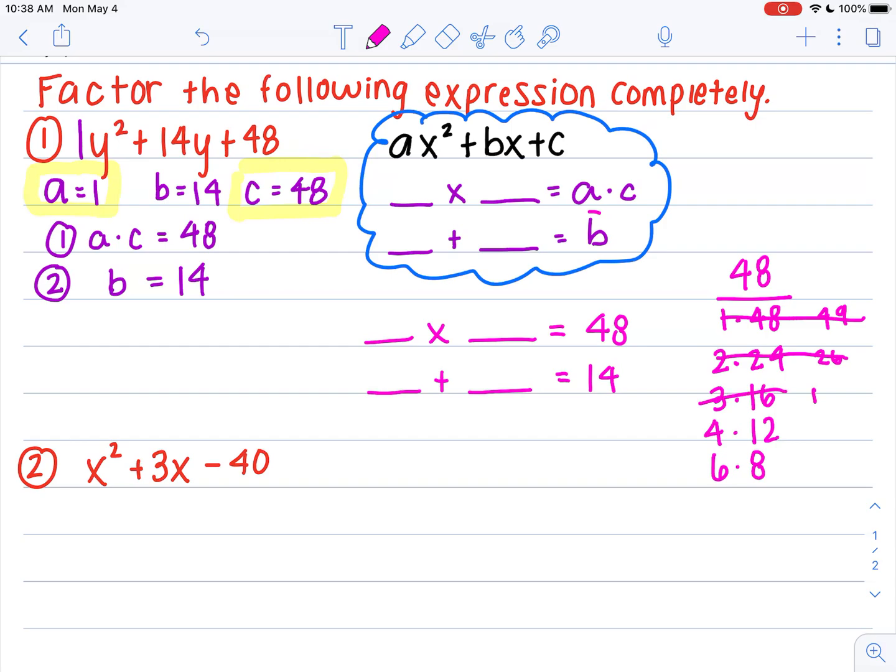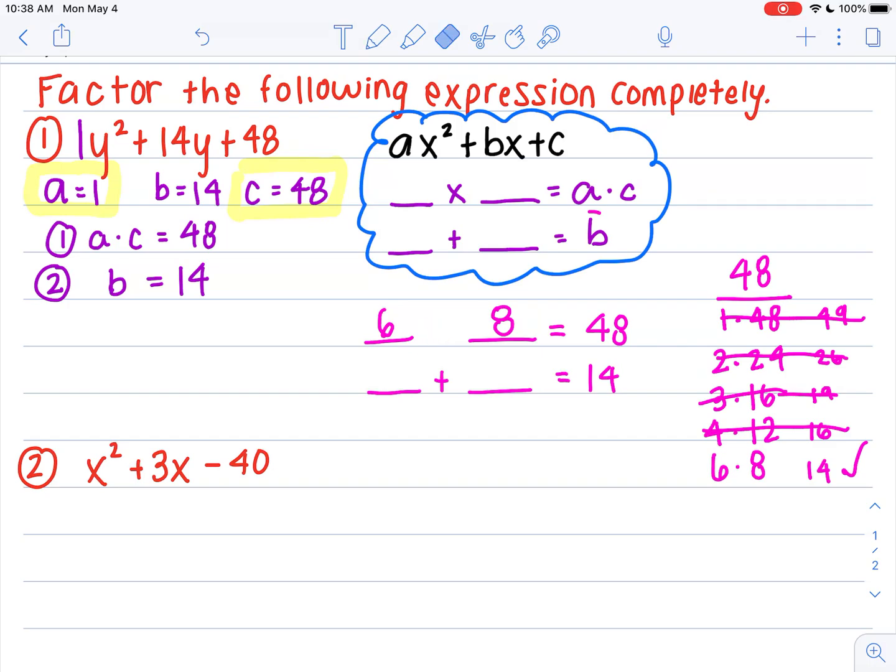3 plus 16 is 19, so that doesn't work. 4 plus 12 is 16, so that doesn't work. And 6 plus 8 is 14, so this checks off. So this is what we're going to do. 6 times 8 is 48.